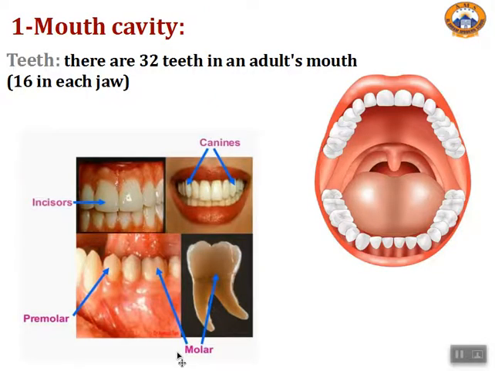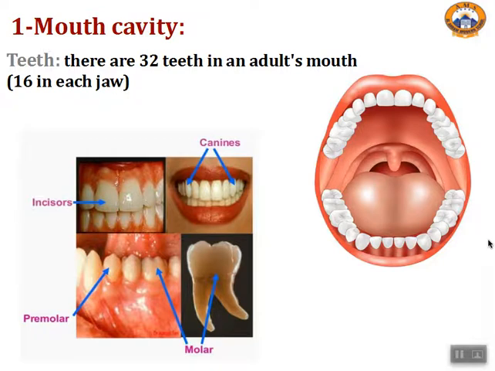Now let's talk about the first organ in the digestive system, and it's the mouth. The mouth is a cavity. It's a hollow place that contains teeth, tongue, and salivary glands. First, the teeth. How many teeth are present in the adult mouth? There are 32 teeth in the adult's mouth, 16 in the upper jaw, and 16 in the lower jaw. So the teeth are arranged in two jaws, upper jaw and lower jaw. Each jaw contains 16 teeth, so the total number of teeth is 32.